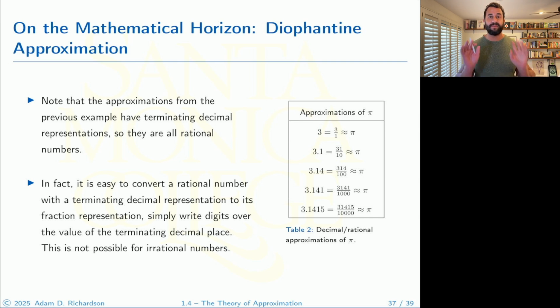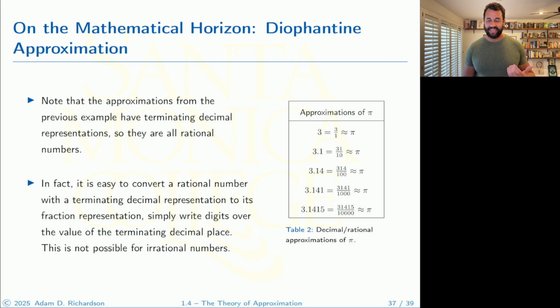Okay, so now to kind of wrap things up, I know this is already a lot to digest, but on the mathematical horizon, there's this really cool theory called Diophantine approximation. A lot of this I've already said, so I can kind of breeze through it. Notice that the approximations from the previous example are all terminating decimals. They're stopping, right? So all of these are actually rational numbers. So 3 is a rational number, 3.1 is a rational number, 3.14 is a rational number. So here we have a whole bunch of rational number approximations of pi, which is an irrational number, right?